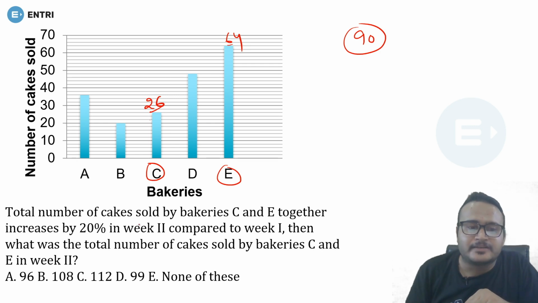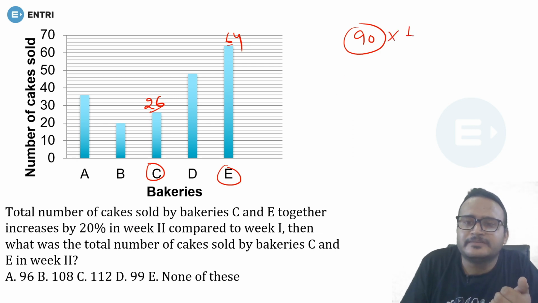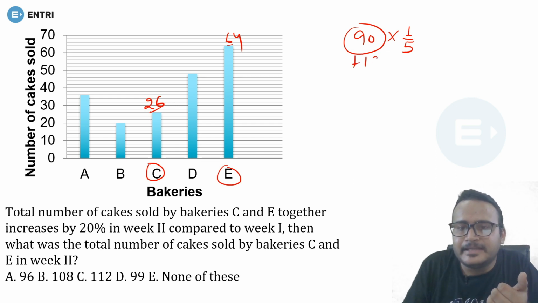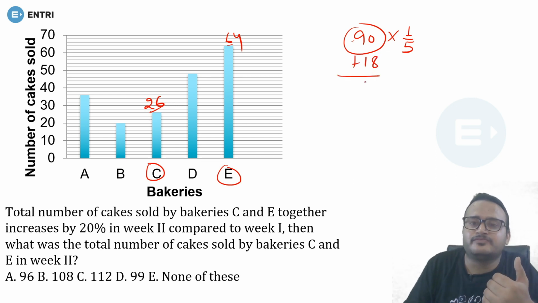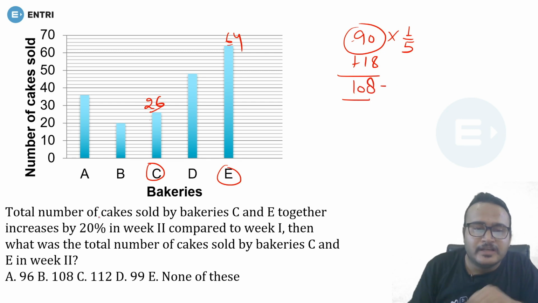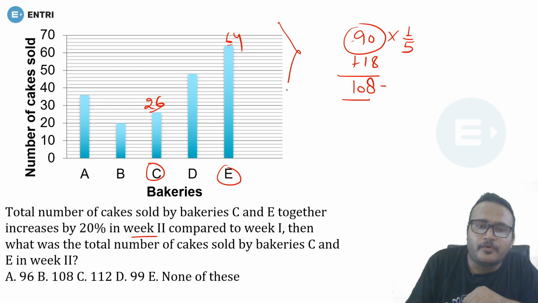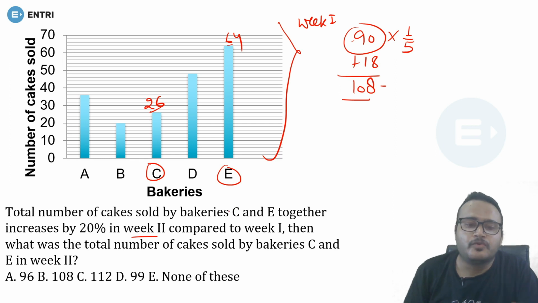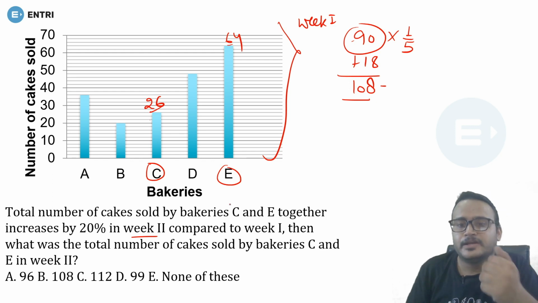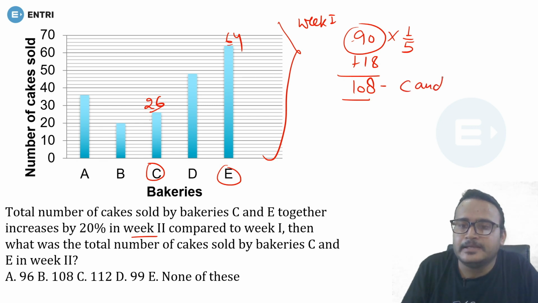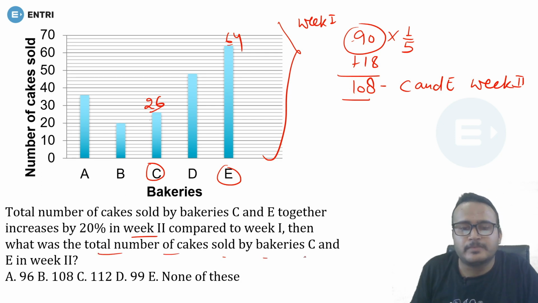So guys, 20% increase means 20% of this value, which is 1 by 5 of this value. So we need to add 18 to this value. So we'll have 108 for the second week, because this data we are given is for week 1. For the second week, the question says that C and E together sold plus 20%. So plus 20% means plus 18. So 108 cakes will be sold by C and E in the second week, and we need to find this value, the total number of cakes sold by bakeries C and E in the second week. So B will be your right answer.